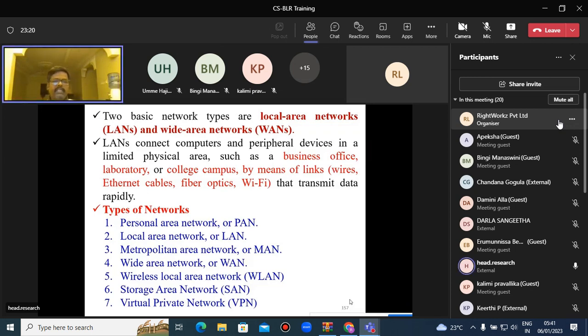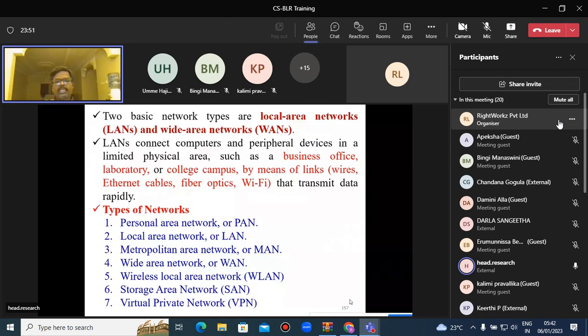Then the second one is the personal area network, that is called PAN. Personal area network means you are staying in one place and you are connected to another place. Your parents are connected to one system and you are connected with one system. So personally you are sharing the data and communicating between each other. That is called personal area network.